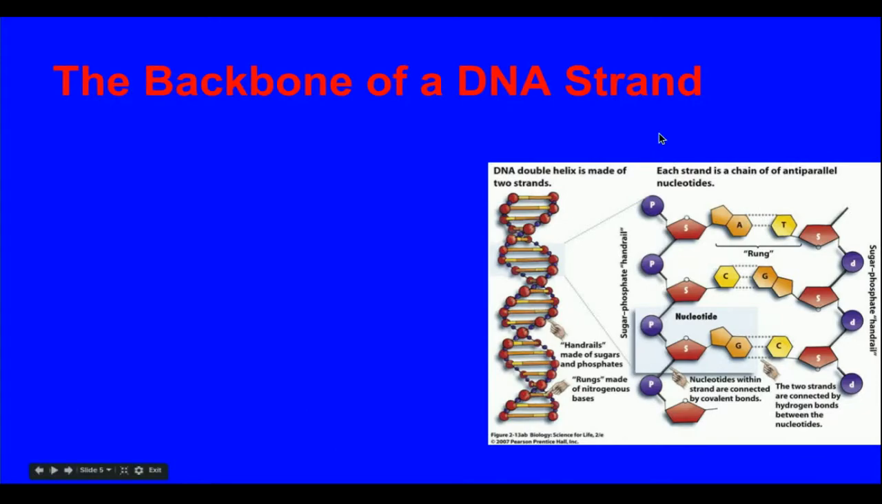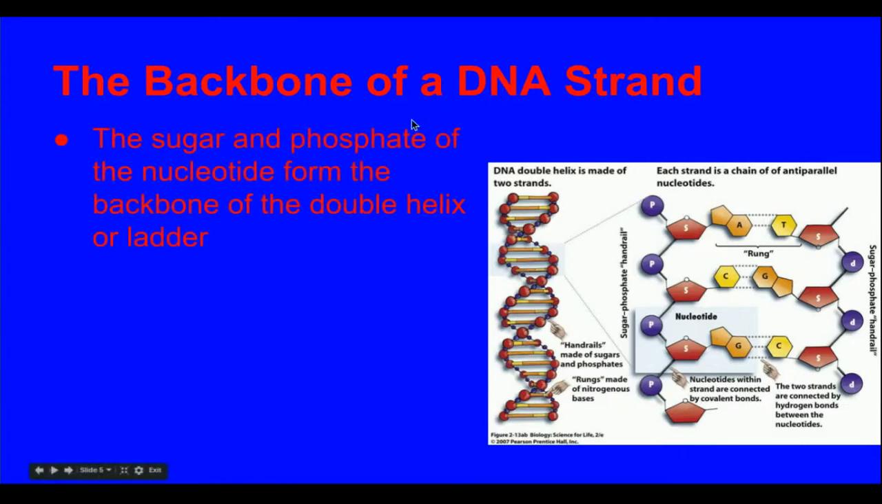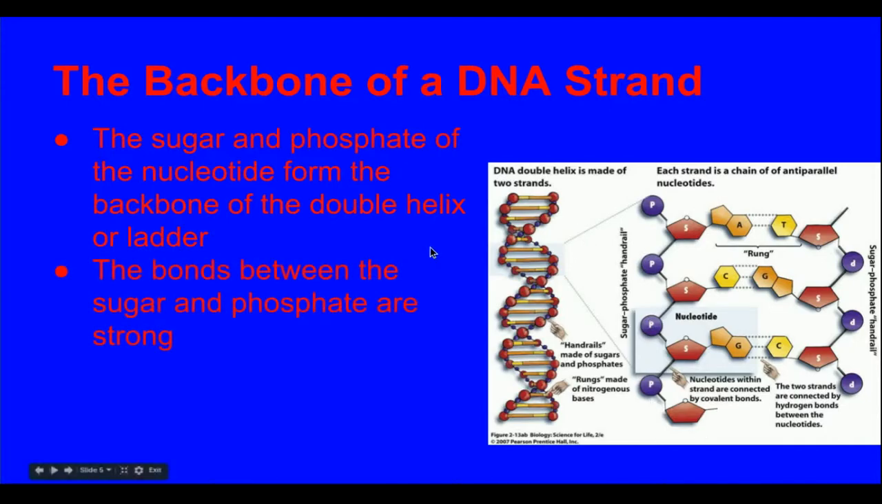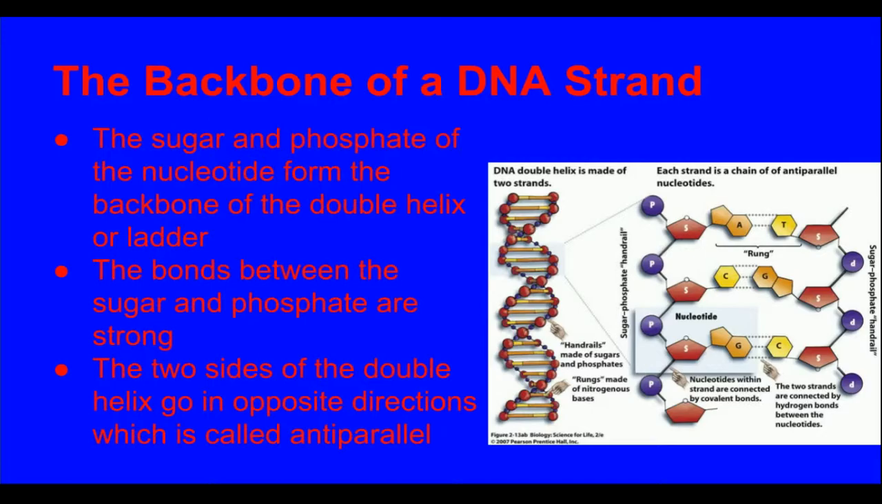The backbone of the DNA strand is made of sugar and phosphate. And this is the outside part, the part that does the twisting. It's not the steps in the middle, but the outside part. And when you look at it, the sugar and the phosphate have a strong bond. There's a weak bond in the middle between the nitrogenous bases. Then you have a strong bond in between with the sugar and phosphates, making DNA fairly strong.